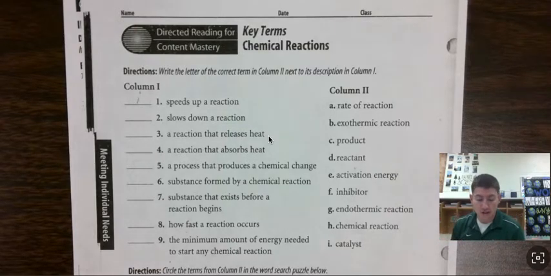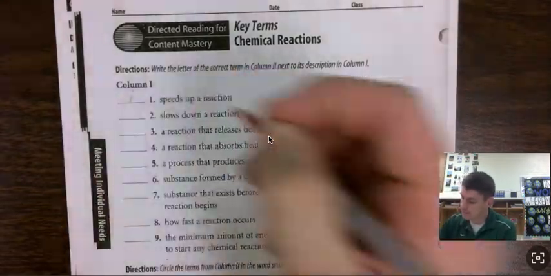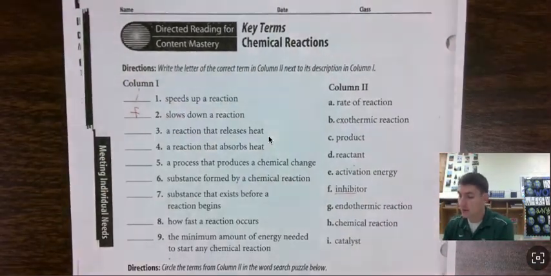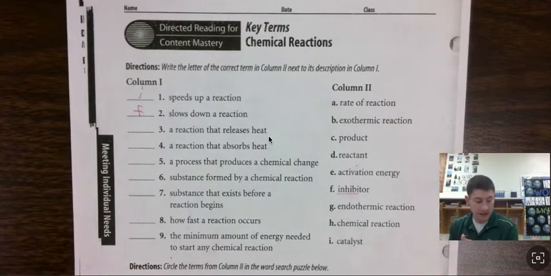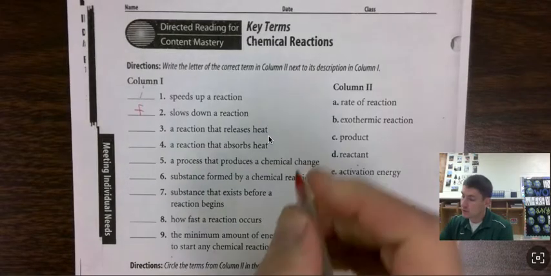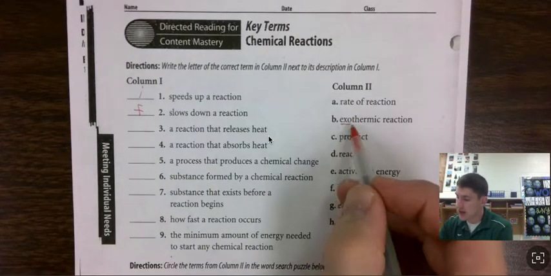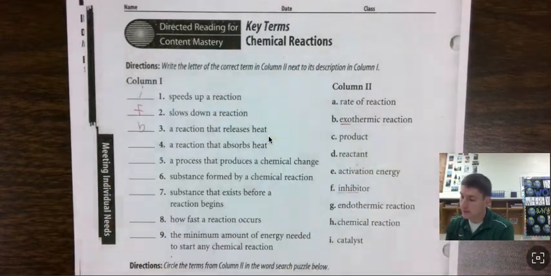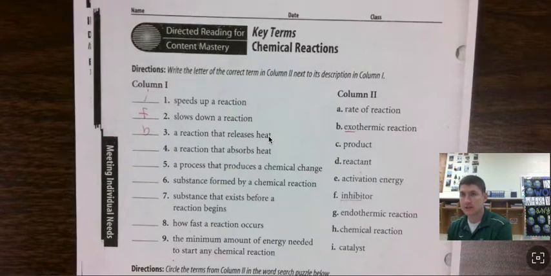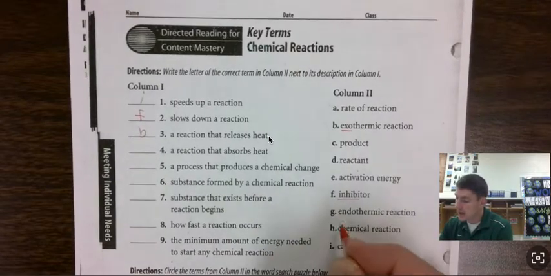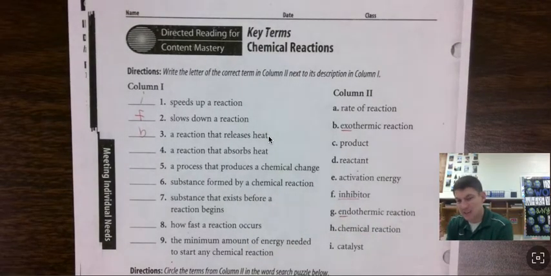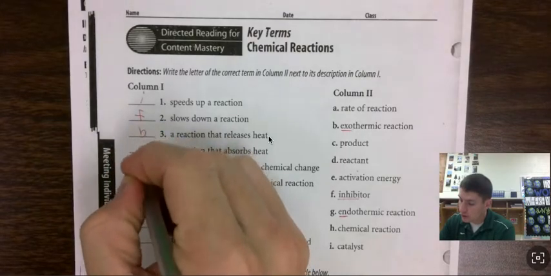Number 2, slows down a reaction. The opposite of a catalyst is an inhibitor. So that's going to be letter F. Number 3, a reaction that releases heat. Something that gives off heat has a specific name for us. That's going to be what's called exo, because EX is that indicator for exiting. So there's exo, giving off heat. It's going to be letter B. Number 4, a reaction that absorbs heat, something that takes in that same level of energy. That's going to be endo. En is like in, being taken in, so that's G, endothermic reaction.